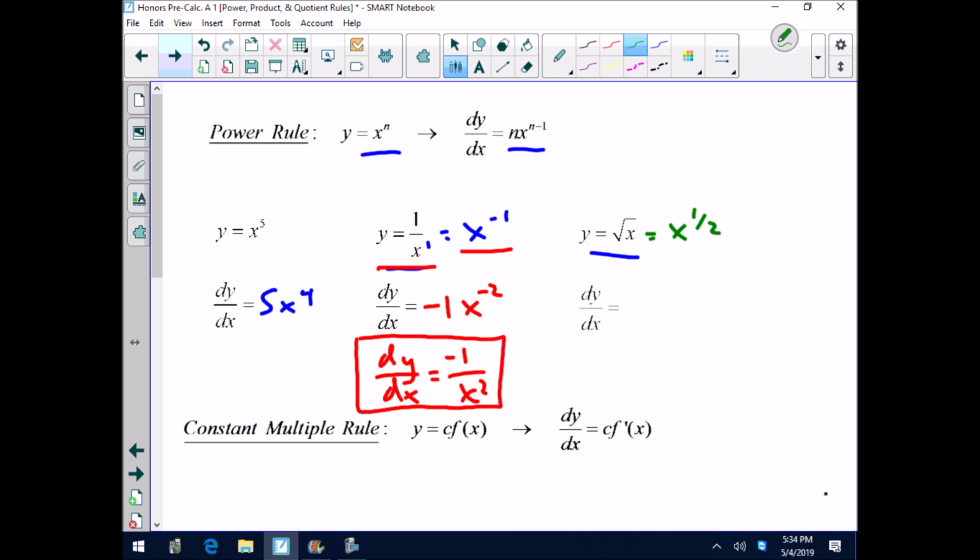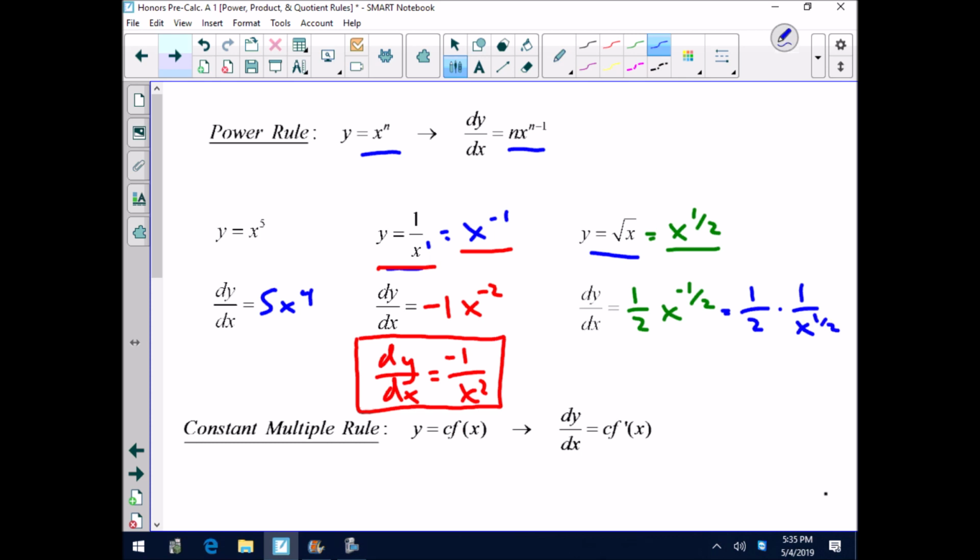Right here, when we take the derivative of x to the 1/2, we would say we multiply in front by that 1/2 and subtract 1 in the exponent. When we subtract 1 from 1/2, we get negative 1/2, right? And again, this is not quite in a usable form. So we're going to take care of that negative fraction exponent. First, we'll take care of the negative, and we write this as 1/2 times 1 over x to the 1/2.